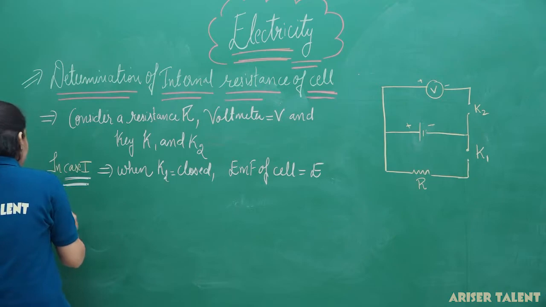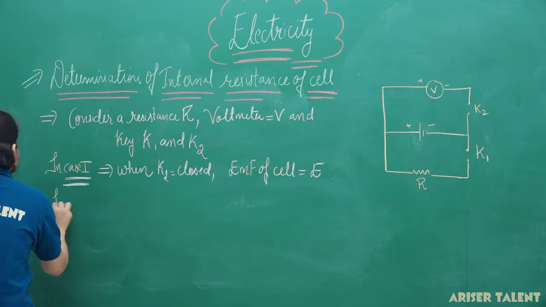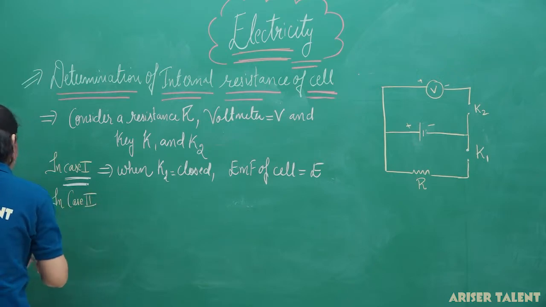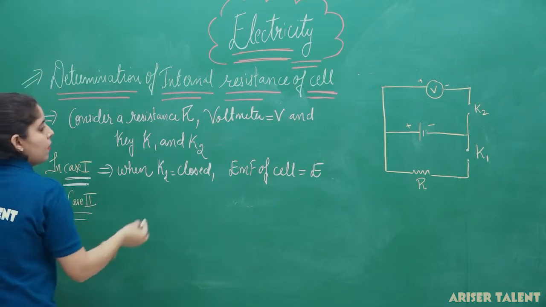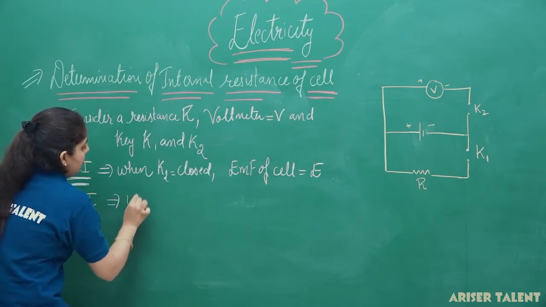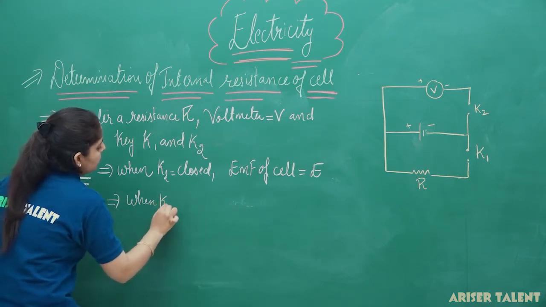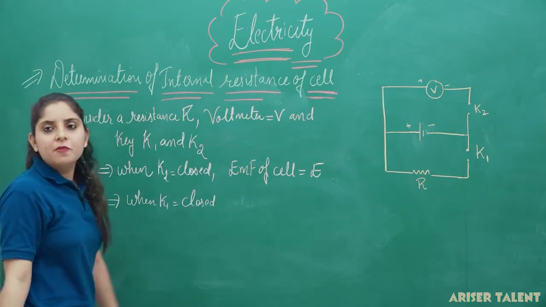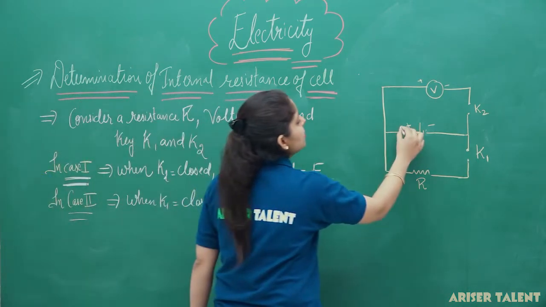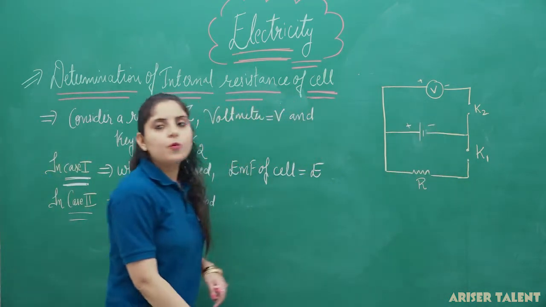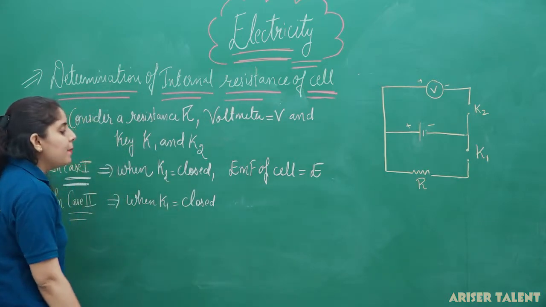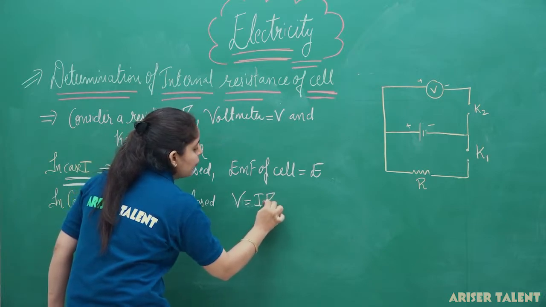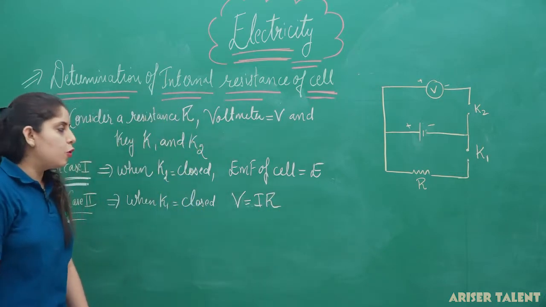Now, in case number 2, when K1 is closed, the potential difference will be generated across this battery, and we are also provided with the resistance R. So, I must say that the potential difference V will be created and its value will be IR according to Ohm's law.